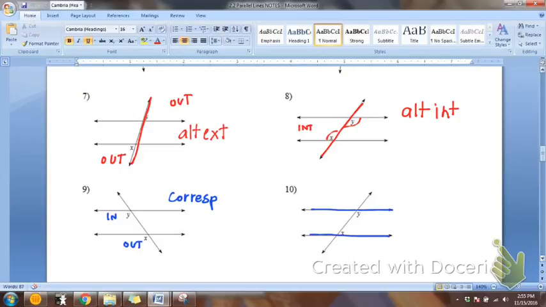Are they both on the inside, or are they both on the outside, or one of each? Are they on the inside or the outside of the two lines? They're both on the inside, right? So now they're either alternate interior or they're same side interior. So if I'm looking at this red line, are they on the same side of the red line, or are they on opposite sides? I can't hear you. What'd you say? They're on the same side. So these would be same side interior.